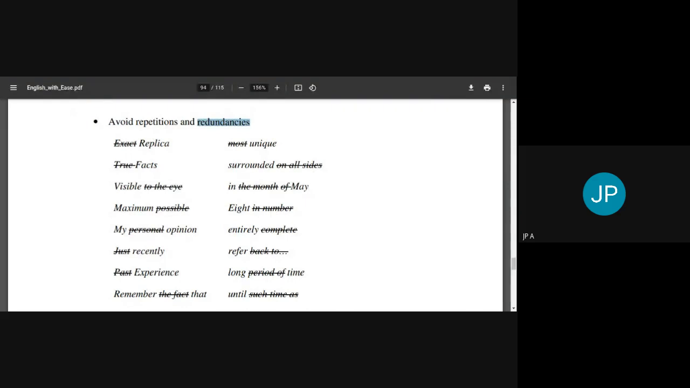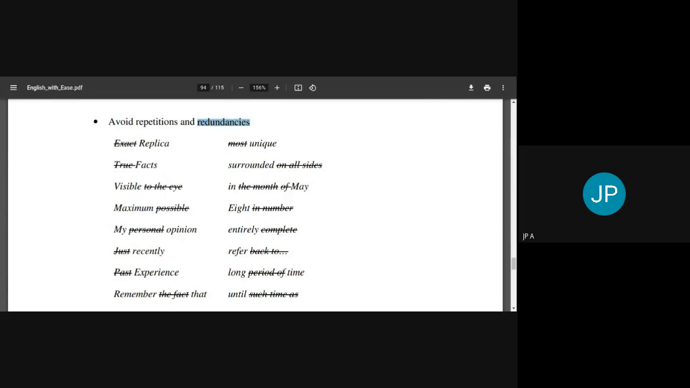Visibility is a quality of the eye. So is there something that is visible to the ear? Is there something that is visible to the nose? No. So visibility is a quality of the eye. So there is no need to mention that visible to the eye. So there are people who say that the Great Wall of China is visible to the eye from a long distance. Is visible from a long distance.